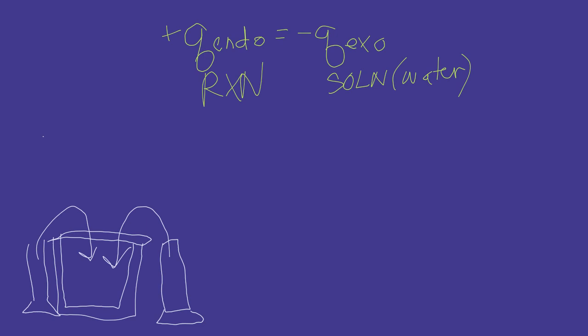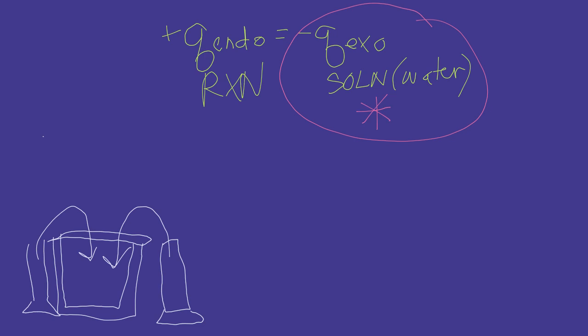But we know that Q endo, this is what we start with when we do any calculations, equals negative Q exo. So we need to define what endo and exo is. In this case, the temperature of the water is getting colder, which means that the water, or your solution, which is mostly water, your solvent, is giving off heat energy. And the thing that is absorbing that heat energy is the reaction. That's why the temperature of the water is going down, because the reaction is basically sucking the energy out of the water. So we need to do the calculations for the solution.